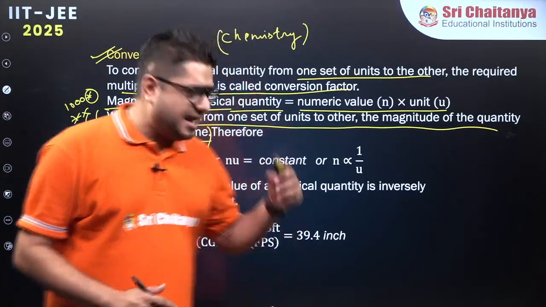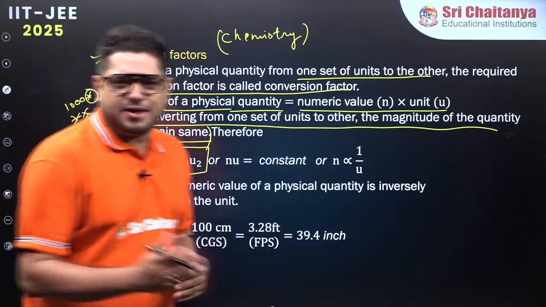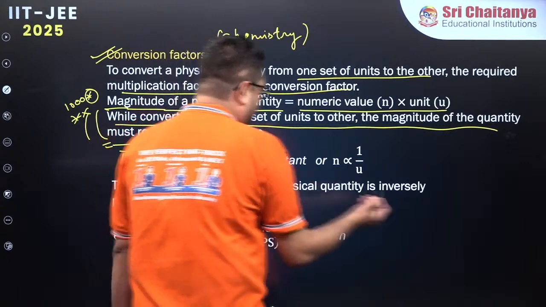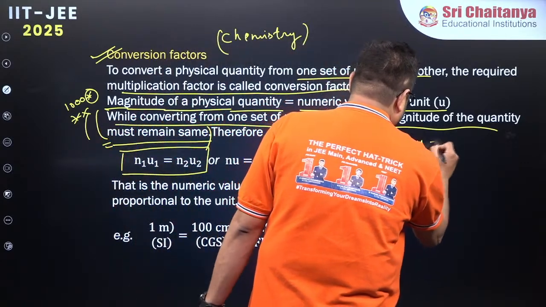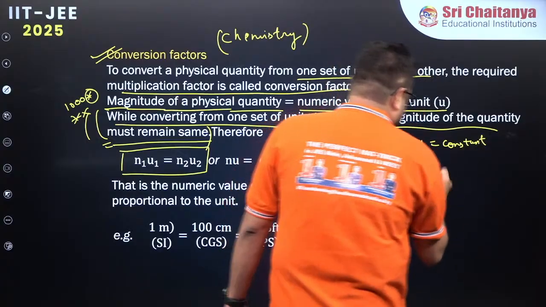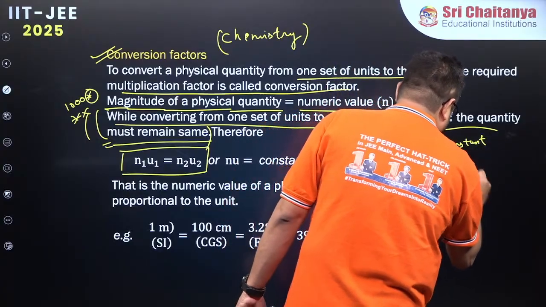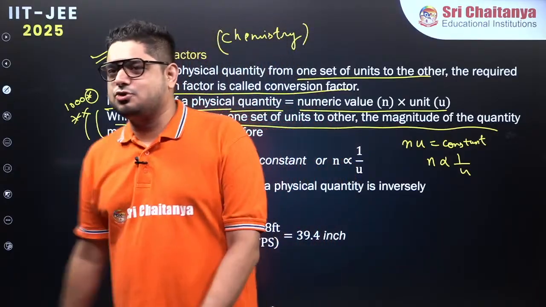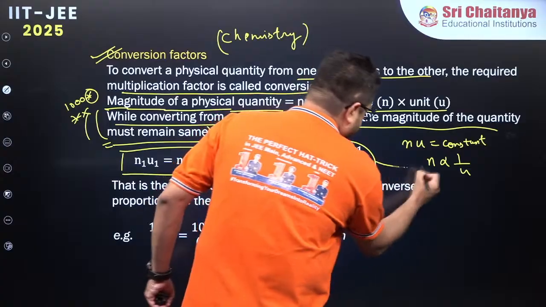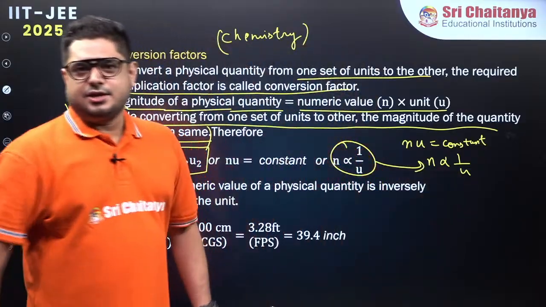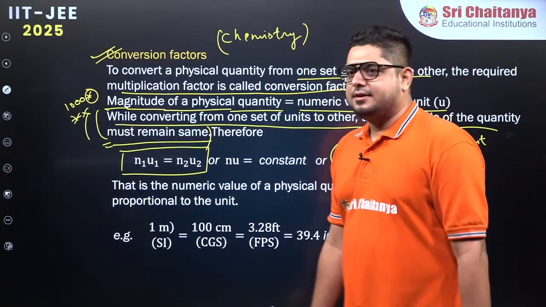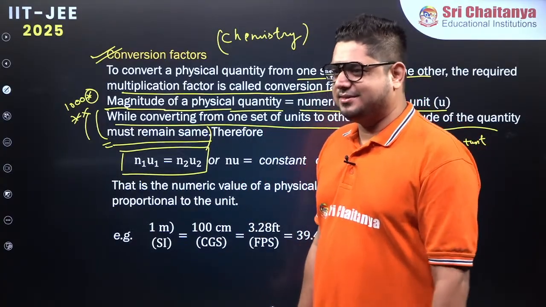That means N1U1 is equivalent to N2U2. So based upon this formula, if I am writing N into U is equal to constant, can I say that this N is inversely proportional to U? Can I write those in favor of this equation? The one which is already being listed over here, N is inversely proportional to U. They can raise their thumbs up. I'm waiting for it.